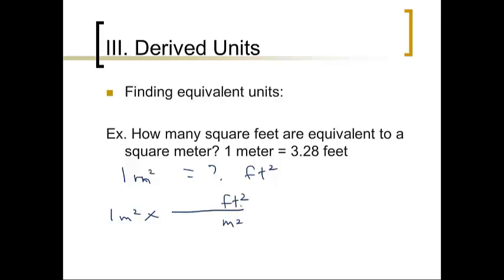I need an equality. Well, here's our equality, but it's not the correct units. So if I square the left side and square the right side, okay, I will get 1 meter there. And on the top, I'm going to need 3.28 squared. Okay, and you can plug that into your calculator and figure out what you get.